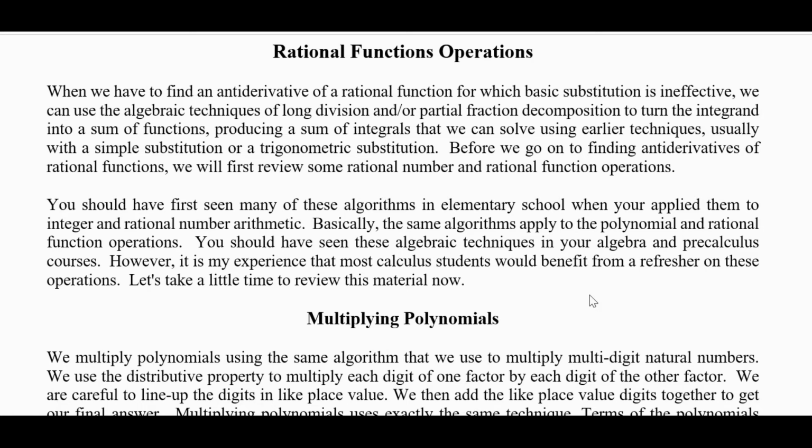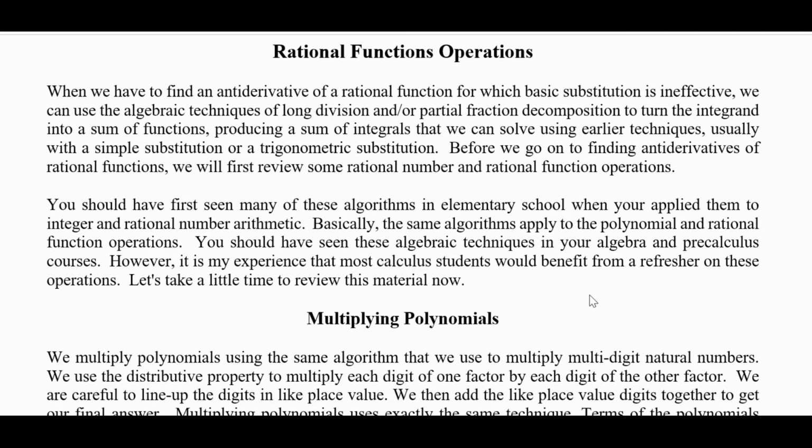We now want to be able to use some rational function operations to help us in finding some antiderivatives. So when we want to find an antiderivative of a rational function for which basic substitution is ineffective, or basic trig substitution is ineffective, we can often use some algebraic techniques, specifically long division and/or partial fraction decomposition, to turn the integrand into a sum of functions, producing a sum of integrals that we can solve using earlier techniques, usually either with a simple substitution or in some cases a trigonometric substitution.